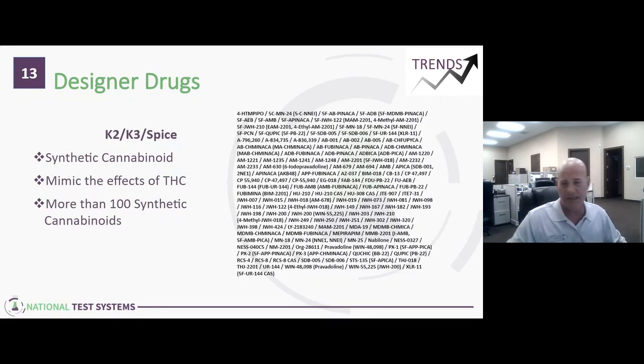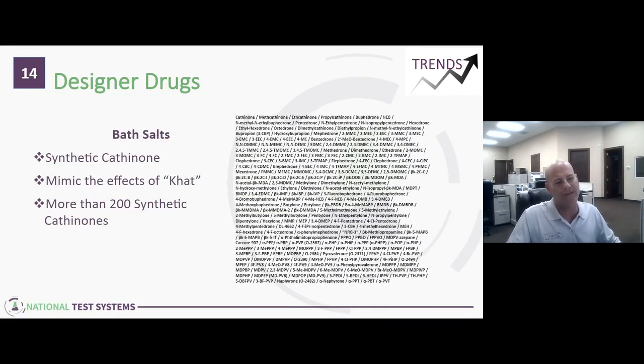Now, the other drug that comes to mind when we talk about designer drugs is bath salts. Again, bath salts, a huge, huge category of drugs. It's more than 220 synthetic cathinones. So again, this is a designer drug because, A, it's synthetic, completely made in a laboratory, and it's a cathinone.